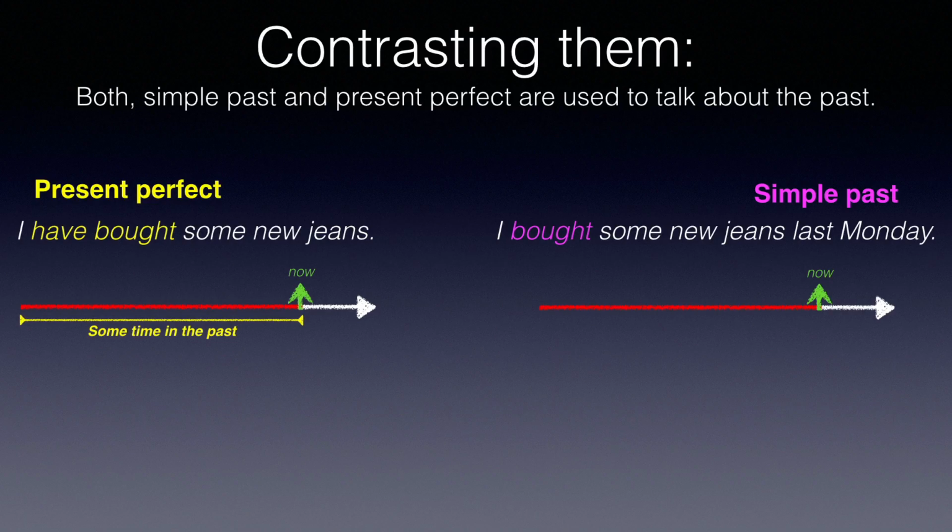The other example with a simple past, in this case, I bought them last Monday. So at this point in the past, I bought them, and I'm telling you now. So this is how you can contrast them.